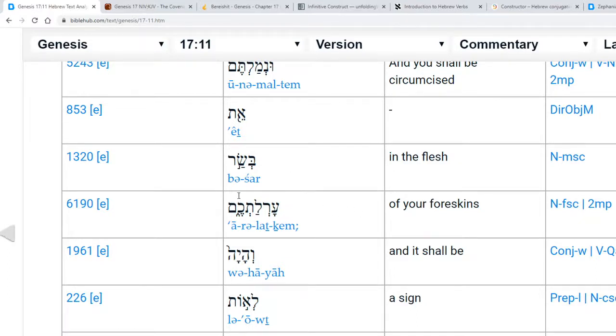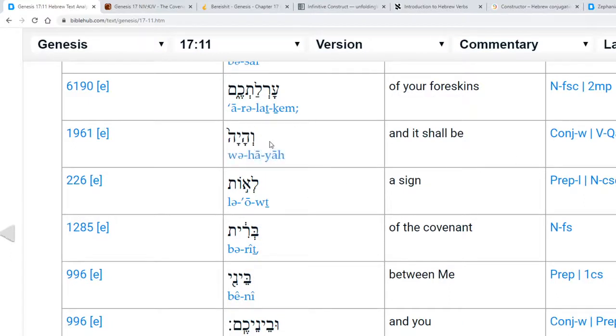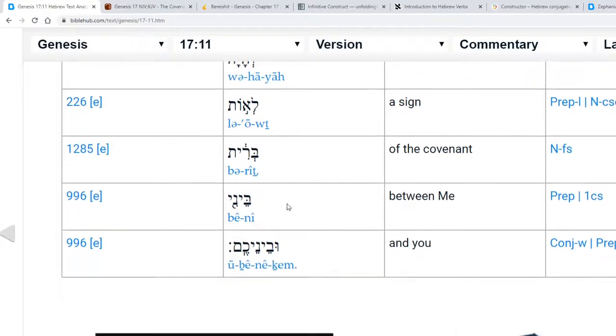Okay. Orlatchem, your foreskins, right? All y'all, again, second person masculine plural. Vehaya, and it shall be, because it's getting flipped. This shows up a lot. Le'ot, so prepositional lamed, ot is a sign, and here it is bemilui, as it I believe usually is. It shall be for a sign, and it's in the construct with brit, right? Ot brit, a sign of the covenant. Le'ot, as a sign of the covenant. Brit meaning covenant. Beini, between me, uveinechem, and between all y'all.